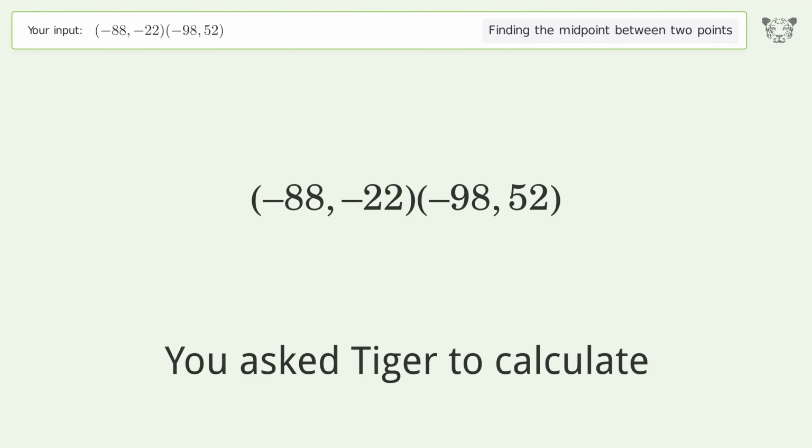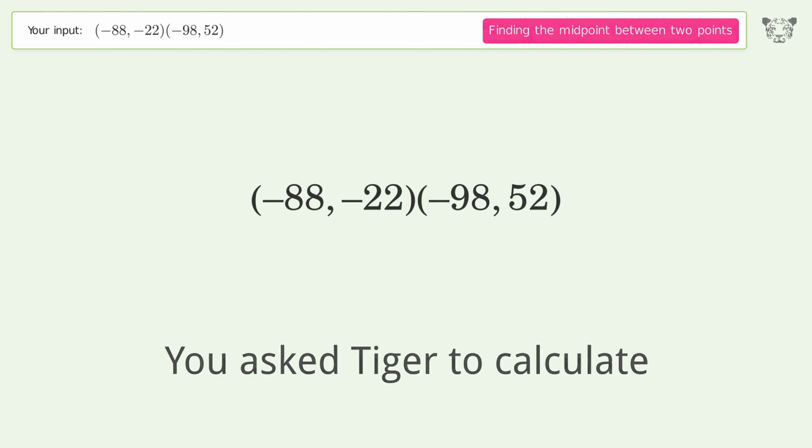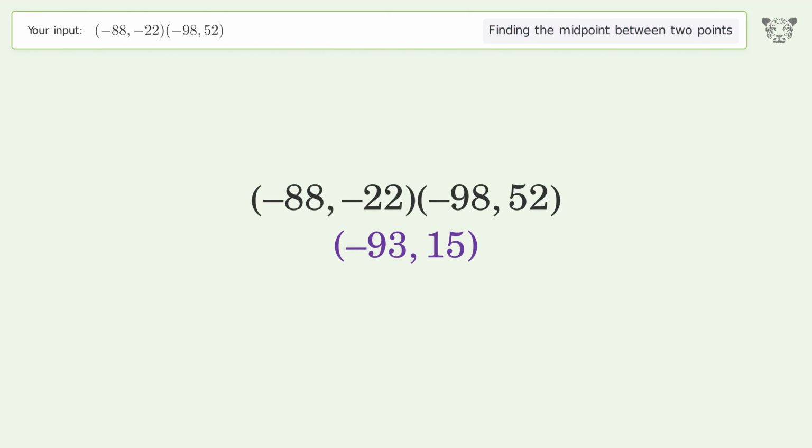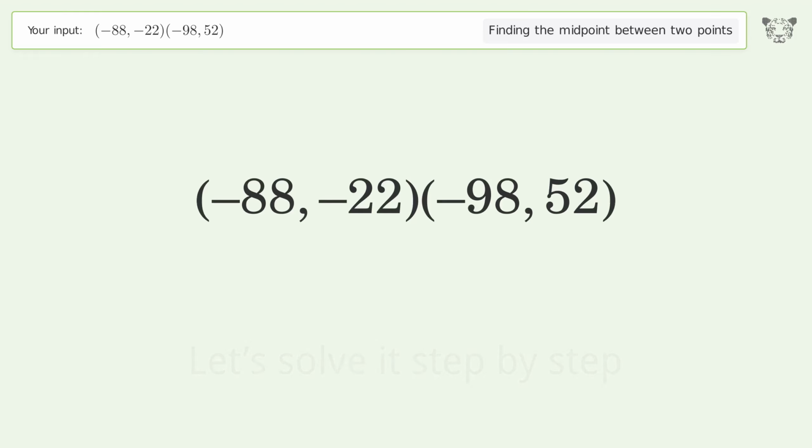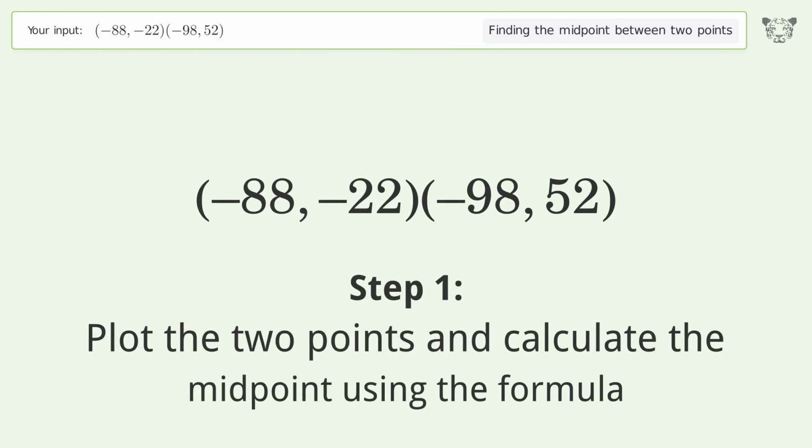You ask Tiger to calculate. This deals with finding the midpoint between 2 points. The midpoint between the 2 points is -93,15. Let's solve it step by step. Plot the 2 points and calculate the midpoint using the formula.